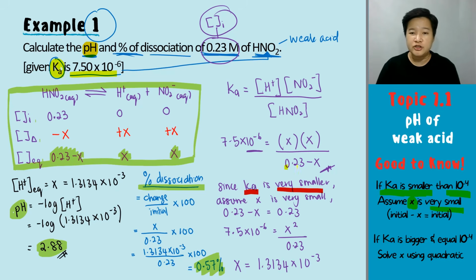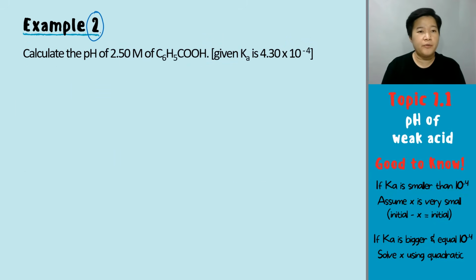Therefore, when you do initial minus the X, it will then go back to the initial. Okay? So we can make this assumption, and then you can avoid doing your quadratic. Simple. Another example over here: the question asks you to calculate the pH of a 2.5 molar of C6H5COOH given the Ka. Same thing over here, I have a weak acid.